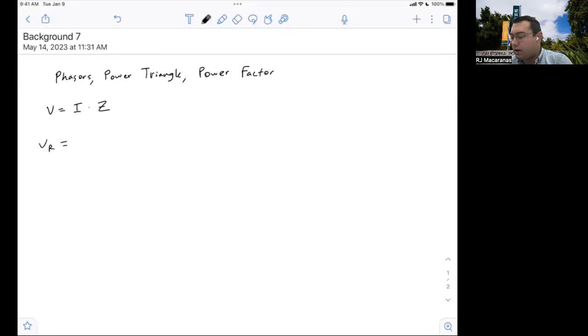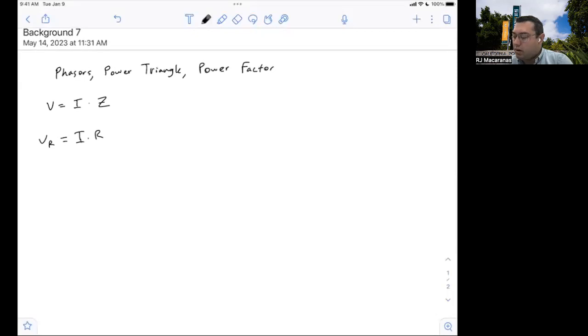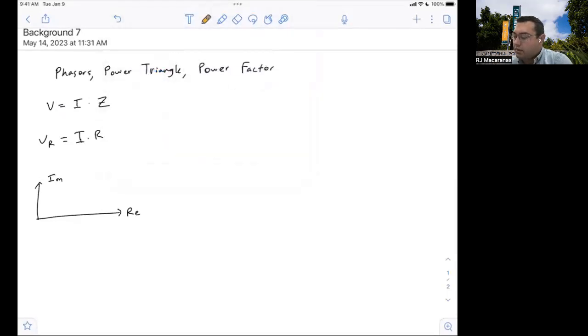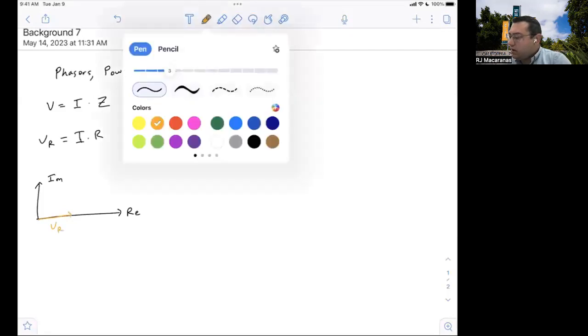So for the resistor, we arrived at VR is I times R. And so what does this look like in the complex plane? VR in the complex plane has some real part and some imaginary part. Actually, it doesn't have any complex parts. It's completely real, if we're just looking at the magnitude of this current source here. So when it's completely real, it has this phase angle of 0 degrees. So here's our VR.